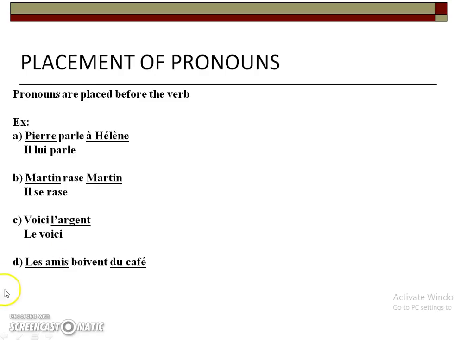Example number 4. The friends drink coffee. They drink some of it. This is de of any form and hence would be replaced by en. So your answer would be ils en boivent.